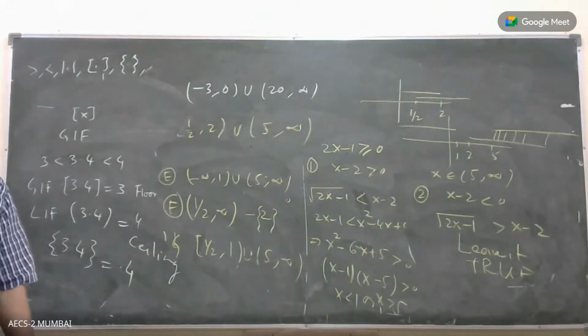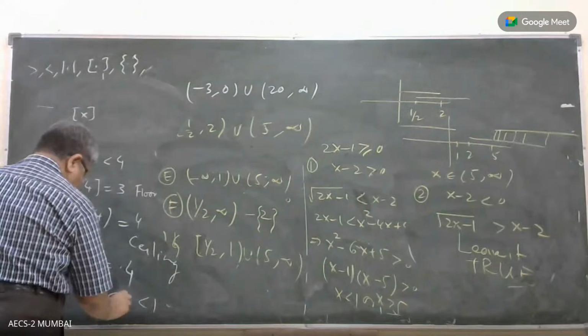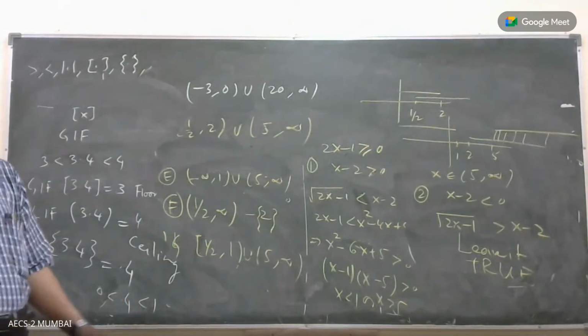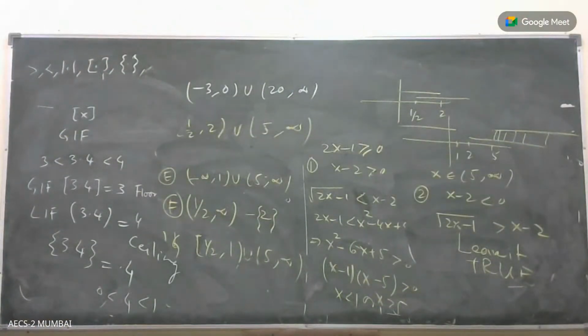And fractional part always is what? Less than 1 and greater than 0, and positive. Fractional part of any real number is always positive. Whatever. So these are the nomenclatures.